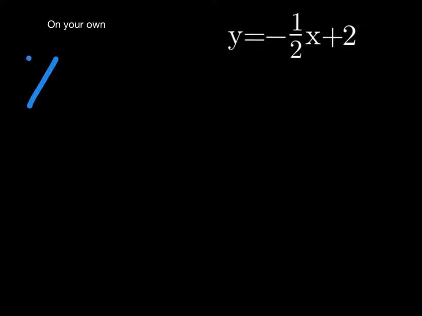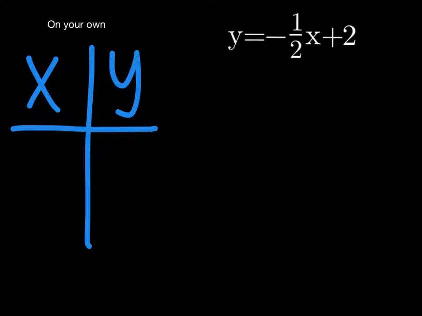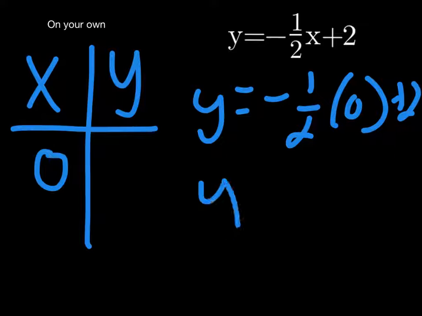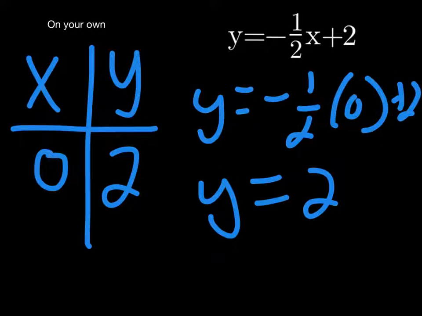Okay, if you graph this, you should have x and y. You can choose any points, but I always like 0 because it's nice and easy. So when I plug in a 0 in for this equation, I get y equals -1/2 times 0 plus 2. Well, -1/2 times 0 is 0, and that leaves me with y equals 2. So when x is 0, y is 2.